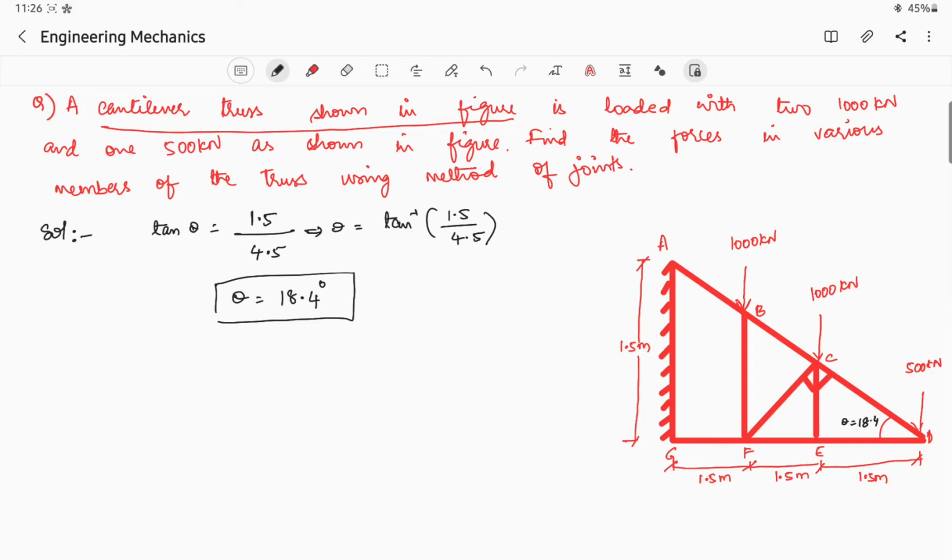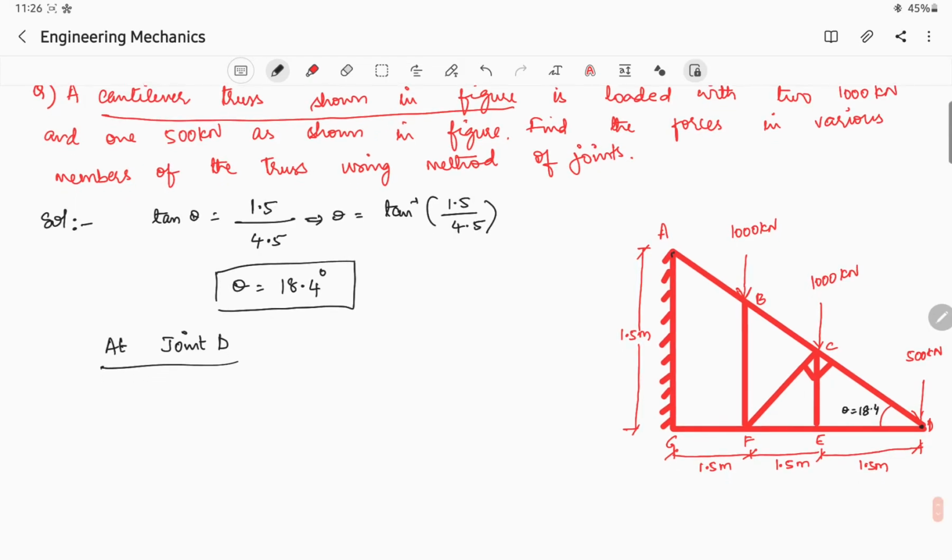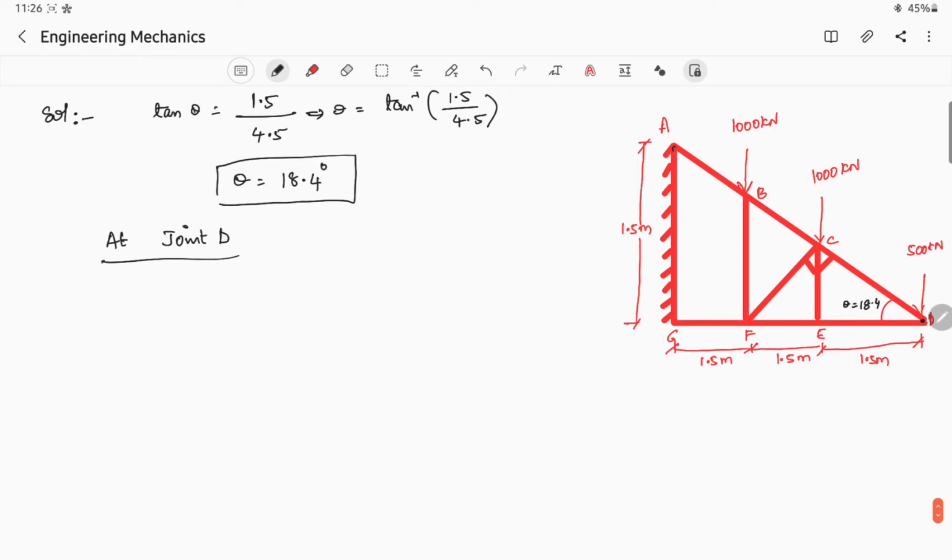Which joint shall I select? If we select joint A, I don't know the force in this member. So it is better to calculate from the free end. So I'll start my calculation from joint D.